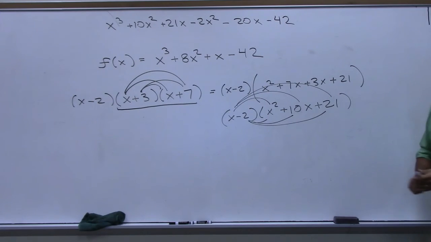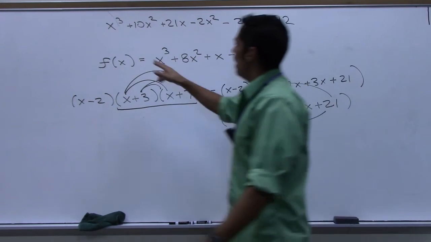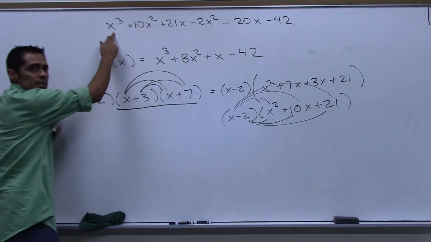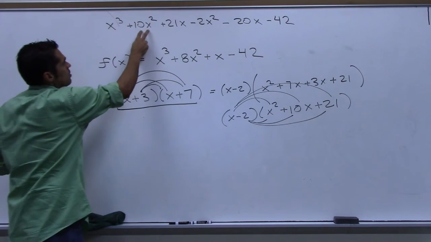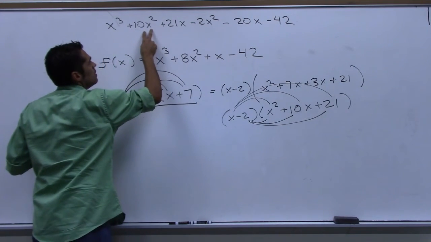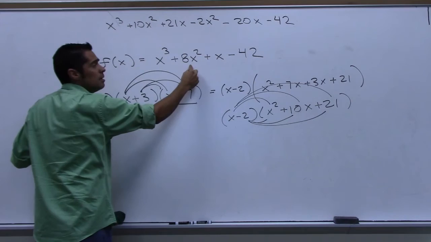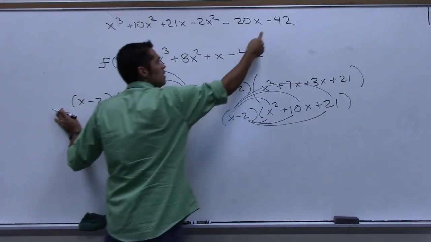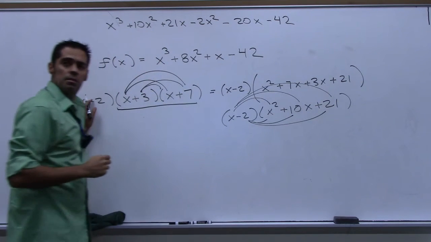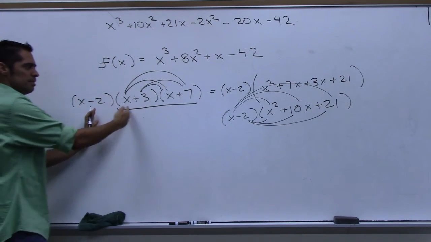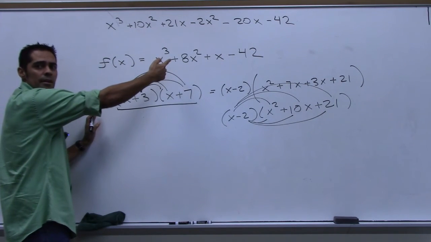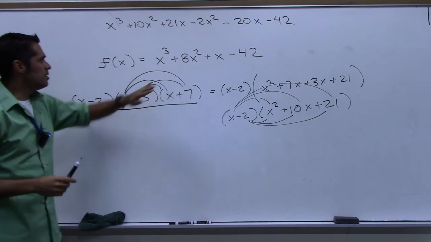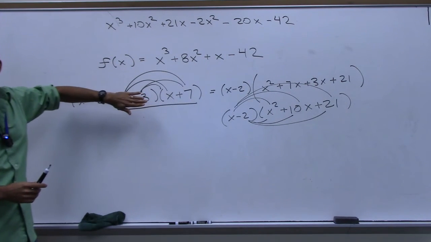Collect your like terms together. Well, that's the only x cubed I have, right? And then how many x squareds do I have? 8 x squareds. How many x's do I have? 1, and then the number 42. So this is that, right? But how do you go from here to here?